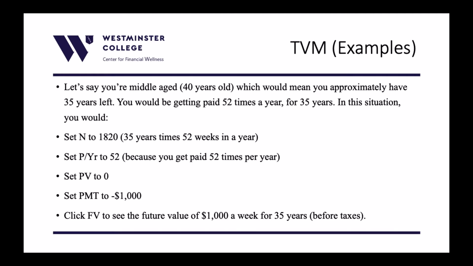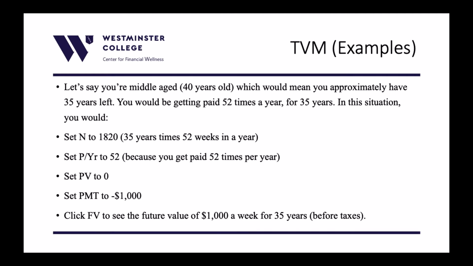Let's say you're middle-aged, 40 years old, which would mean you approximately have 35 years left to live. You would be getting paid 52 times a year for 35 years. In this situation, you would set N to 1,820 because 35 years times 52 weeks in a year. Set your periods per year to 52 because you get paid 52 times per year.